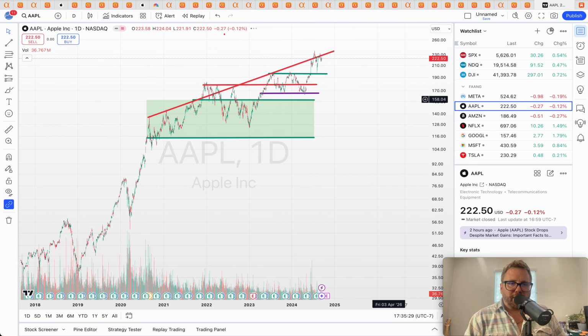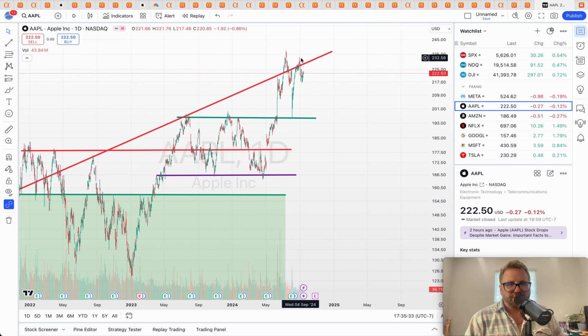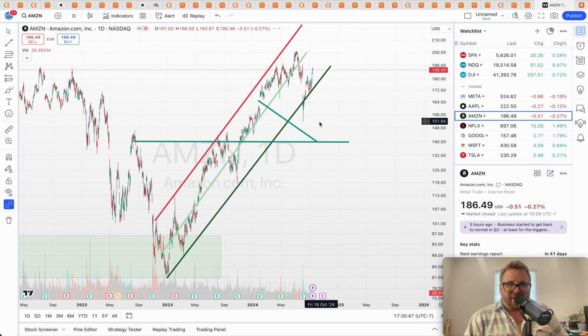Now, Apple reported their new iPhone 16 this week and didn't do a whole lot to the shares. You still have lower highs, but the stock is consolidating in this 210 to 230 range until you break solidly one way or the other on this one. There's not a lot there, honestly, technically.